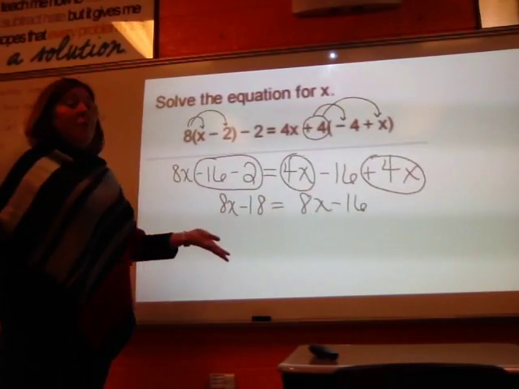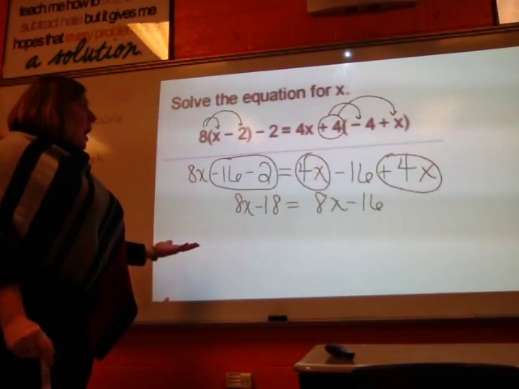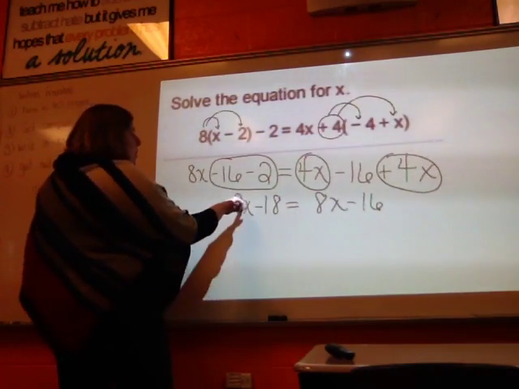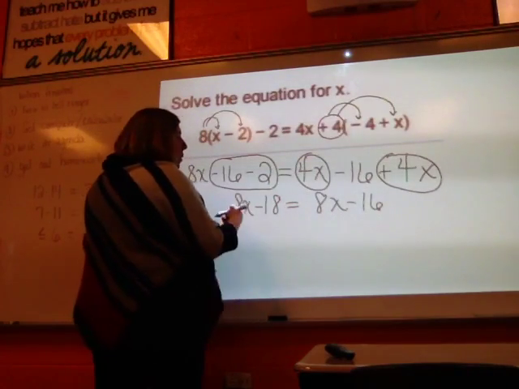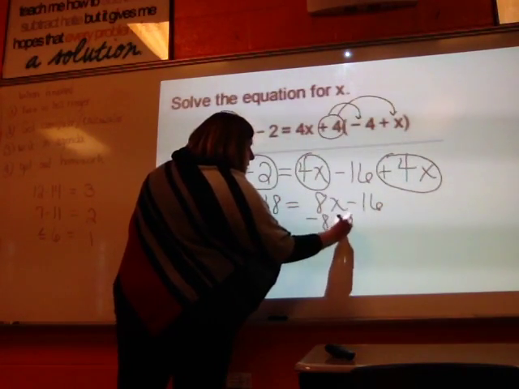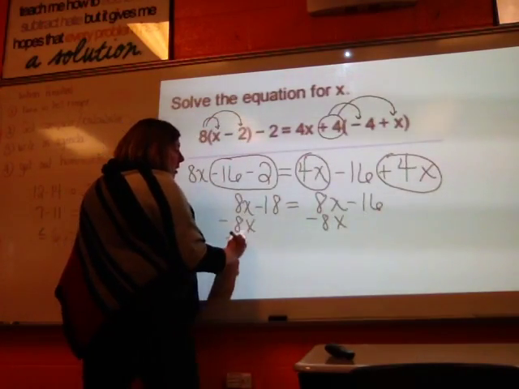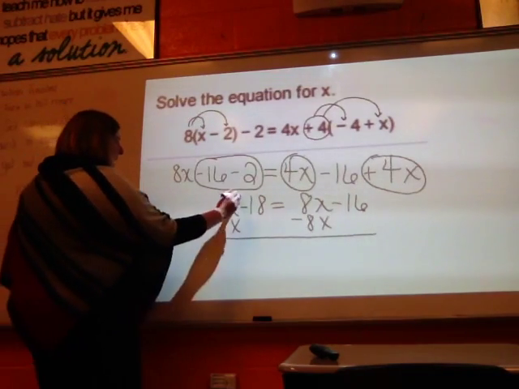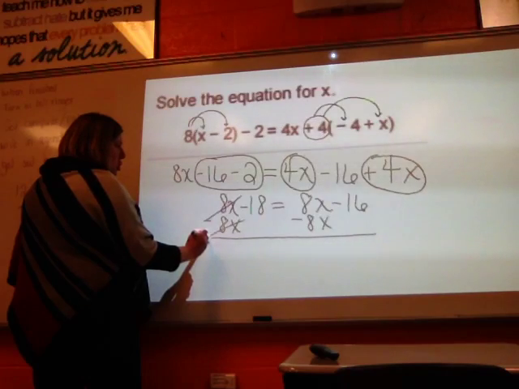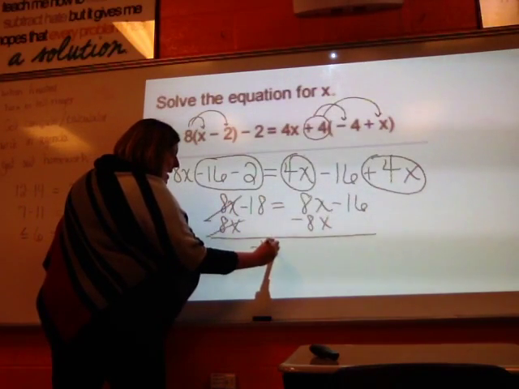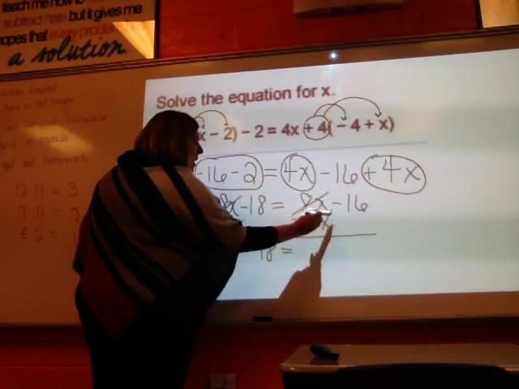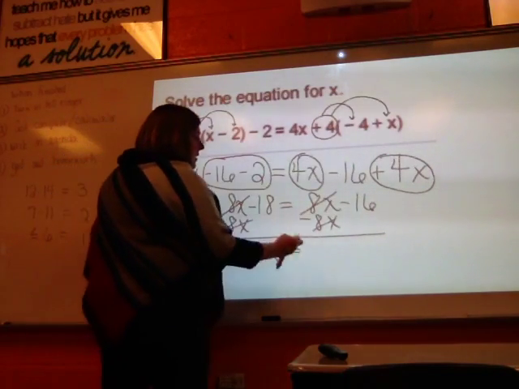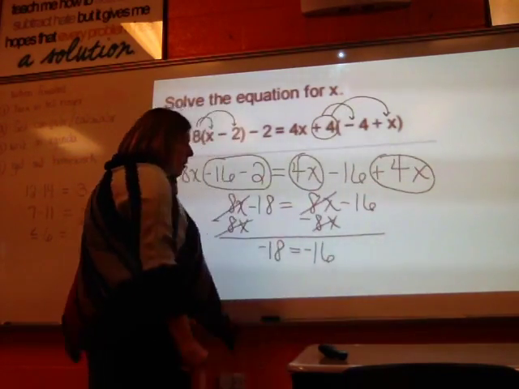Now, there's a couple of things that you can notice here. If I'm looking at this, I can see that it's clearly not the same thing on both sides. But I got to get my x's together. So it doesn't matter which one I move. I'm just going to subtract 8x from here and 8x from here. But when I do that, all of a sudden I'm looking and I'm like, ooh, 8x minus 8x, that's going to cancel out. And it's going to leave me with a negative 18 is equal to, but then the problem is they cancel out over there too. So now I have no x's, but I have negative 18 is equal to negative 16.